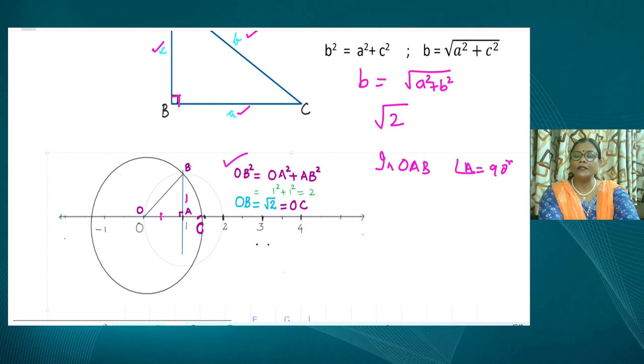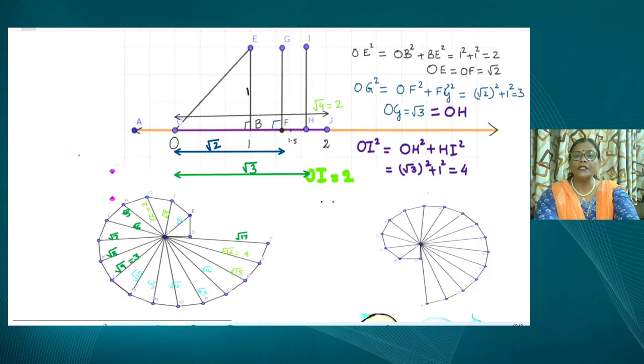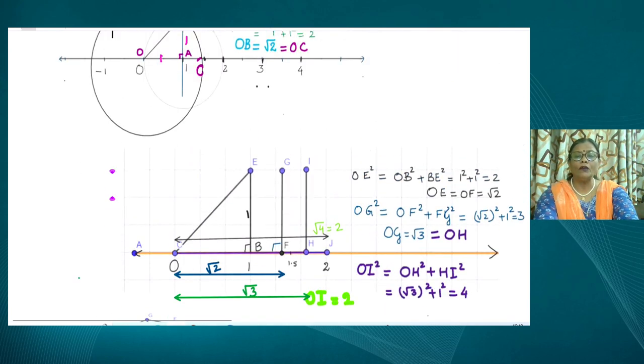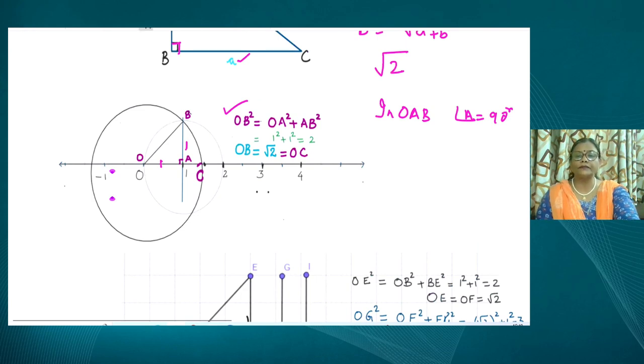Now how do we express root 3? Root 3 has to be expressed as sum of the squares of two numbers. Which two numbers can we take? We can go for 3 as squares of two numbers. Which two numbers? Shall we have it as 1 square and root 2 square?